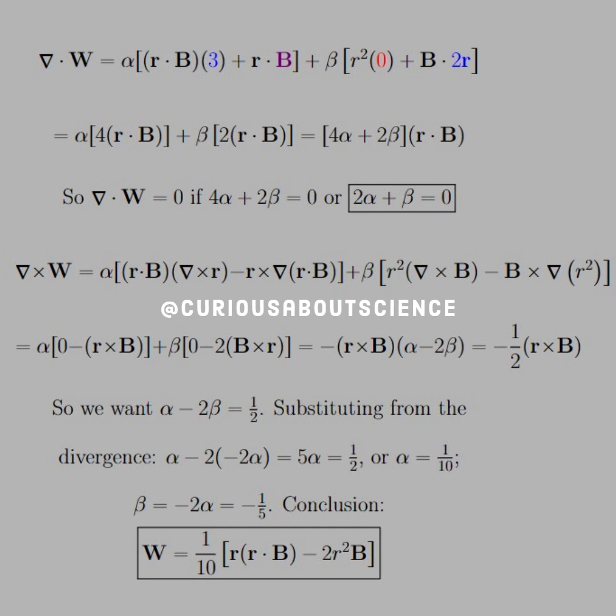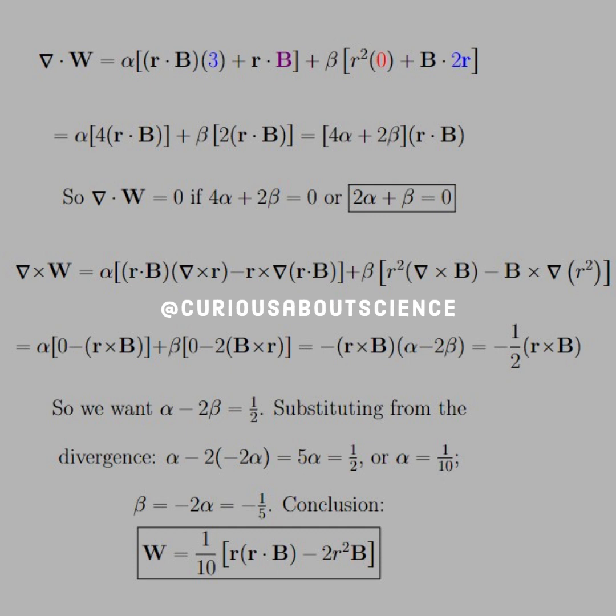Okay, so we can factor out the R dot B product, and we're left with coefficients of 4 alpha plus 2 beta. And if we're trying to find where this divergence of W equals 0, that will only happen where the coefficients equal 0, i.e. 2 alpha plus beta equals 0. Good to go there.